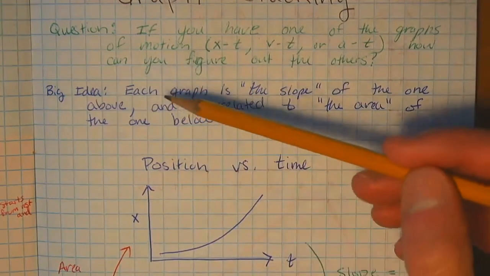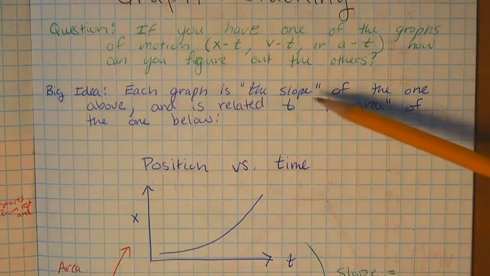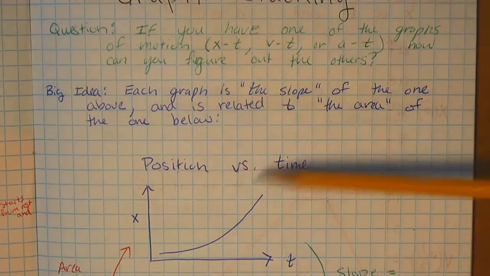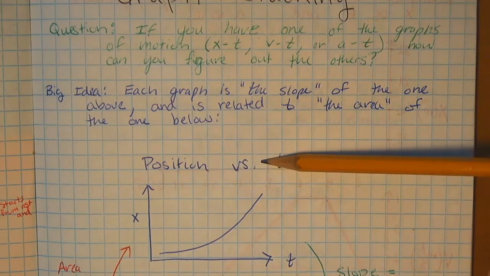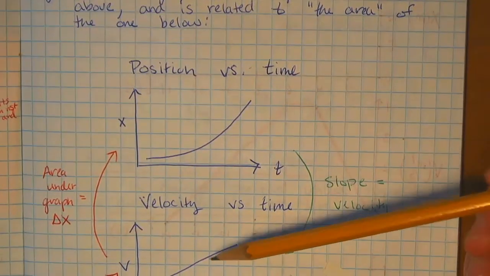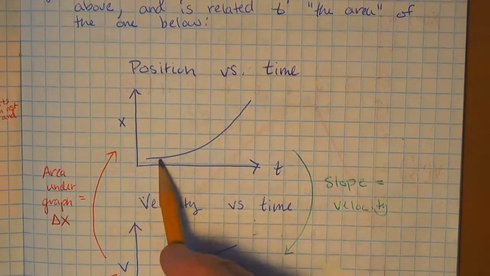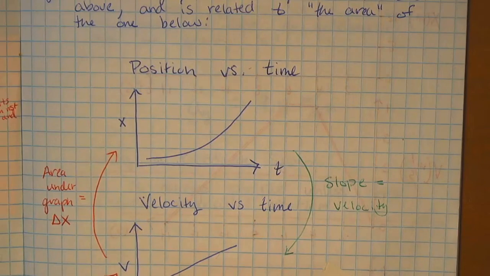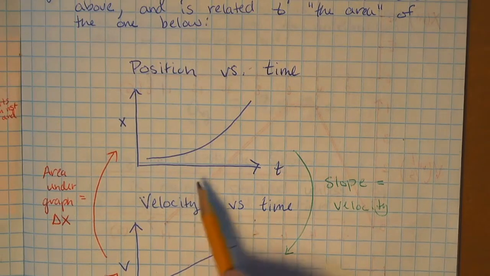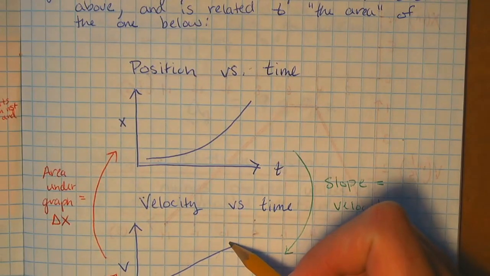So the big idea for these notes is each graph is the slope of the one above and is related to the area of the one below it, or area under the curve. So let's say you have a position versus time graph and we want to make the velocity versus time graph. Well, you simply find the slope at any given time. So you would find the slope right in here, and that would tell you the velocity right here. Or you could find the slope right here, and that would tell you the velocity right here, and so forth. This slope is obviously steeper, so this velocity is obviously higher.